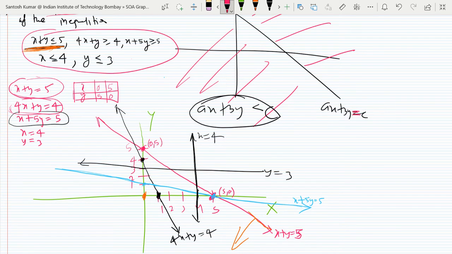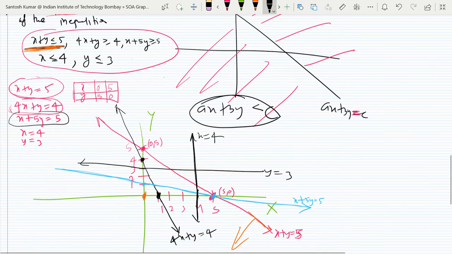Are you getting what I'm saying? So I took (0, 0) as the testing point. I have placed the value (0, 0) in the first inequality, x + y ≤ 5. I get 0 ≤ 5. So is this statement true or false? 0 is less than 5, true or false? True.